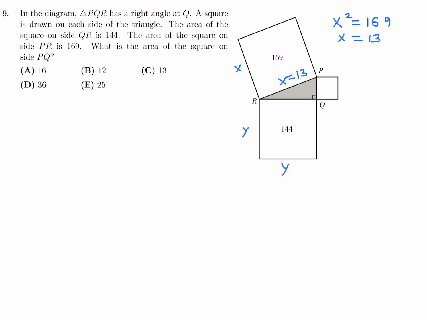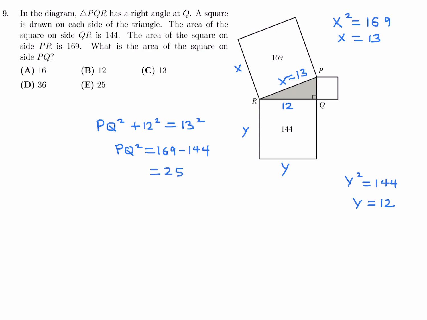In a very similar way, that square, if it has side length y, y squared is 144. So y is the square root of 144, which is 12. So 12 goes right here. So now we just have to figure out PQ, no problem. Using Pythagoras, PQ squared plus 12 squared is 13 squared. That means PQ squared is 169 minus 144, which is 25, and therefore PQ is 5. So put a little 5 there. And then they want the area of that square. Well, the area is going to be 5 times 5, and that is 25. So number 9, the answer is E.